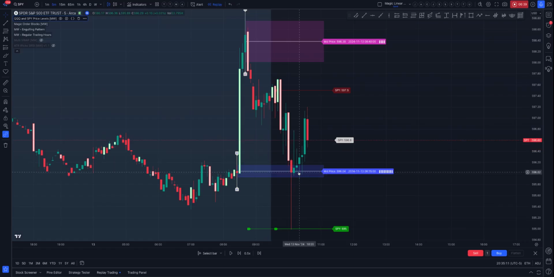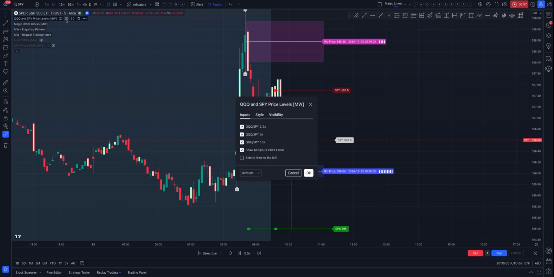Now here I also got in on a trade because here after it bounced back up to this 595, it began to respect this order block, which is a pretty big order block. What these bars mean, let's see, this is order blocks. I'm sorry, this is magic order blocks.